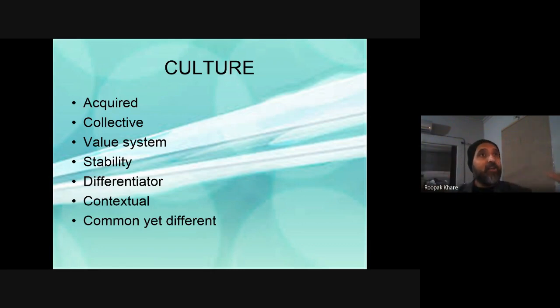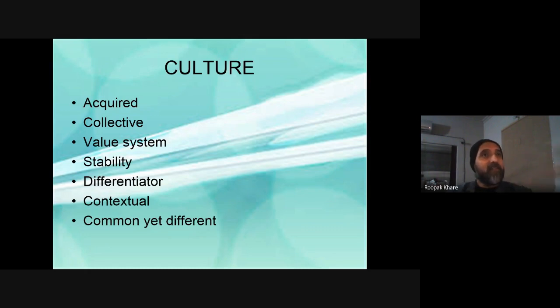Differentiator. Culture differentiates. The culture of a place and the people belonging to that place or culture can be sought different from people from another culture. So there are differences between cultures and we can identify them. We can recognize people as per their culture.